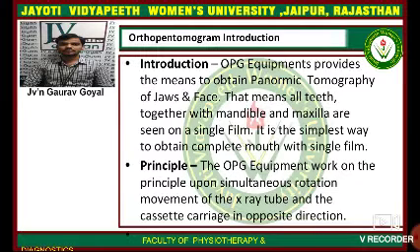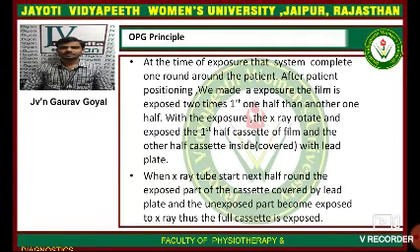The OPG equipment works on the principle of simultaneous rotation movement of the X-ray tube and the cassette carried in the opposite direction. At the time of exposure, that system completes one round around the patient. After patient positioning, we make an exposure. The film is exposed two times, first one half and then the other half.